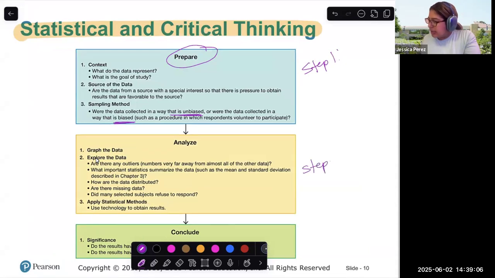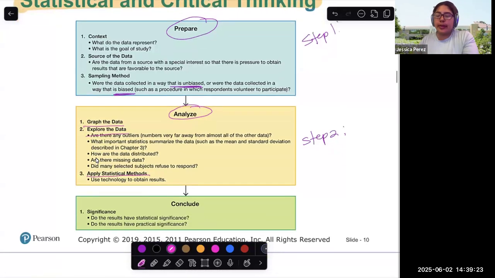We have step two, which is analyzing the data. So preparing the data, then analyzing the data. How do we analyze the data? We analyze it by graphing the data, exploring the data, and applying statistical methods. That's step two. And the last part, one of the critical things, is step three, which is to perform your conclusions. What is the significance? What is the statistical significance? We'll talk about that. So pretty much in this semester, we're going to look at all of these pieces. We're going to prepare the data, we're going to analyze the data, and then we're going to conclude the data. What is this data about?